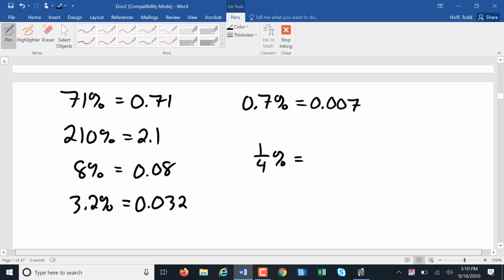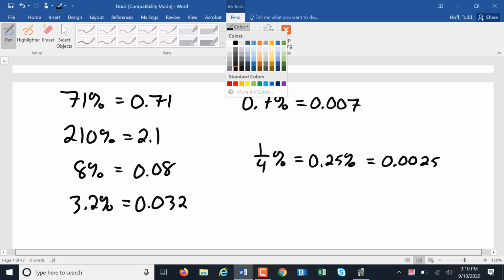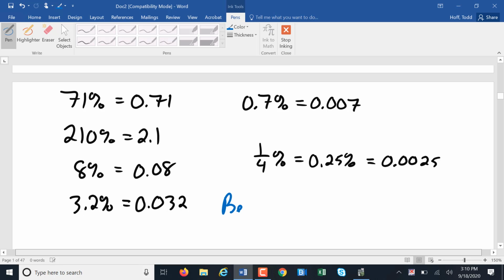Here's the one a lot of people miss. 1/4% becomes, a lot of people want to say 0.25. That's still a percent. Just moved from a fractional percent to a decimal percent. To get it to the rate, we still have to divide by 100. There it is, 0.0025.